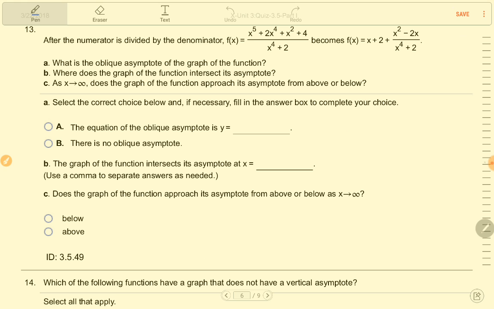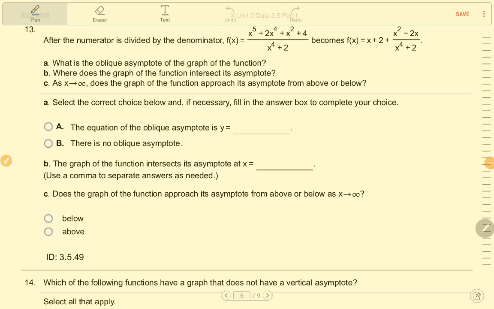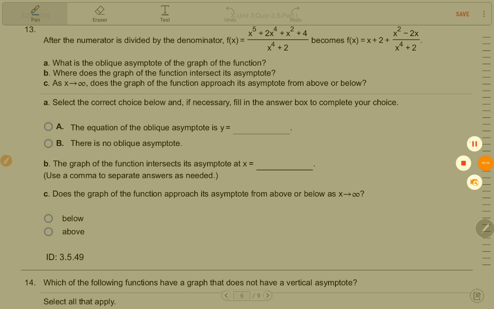Let me see how we're doing with time here so these don't get too long. Yeah, I'll stop it. Why not? I think it's good.